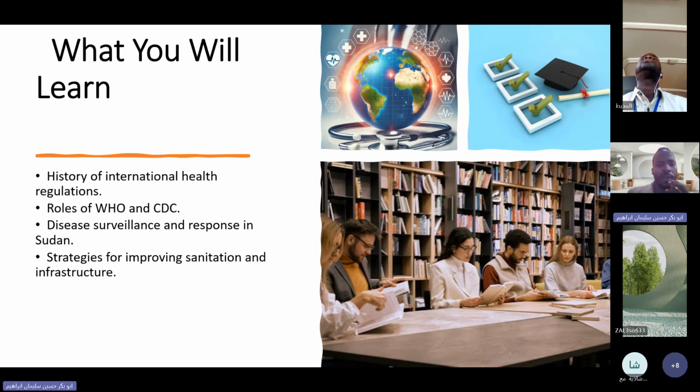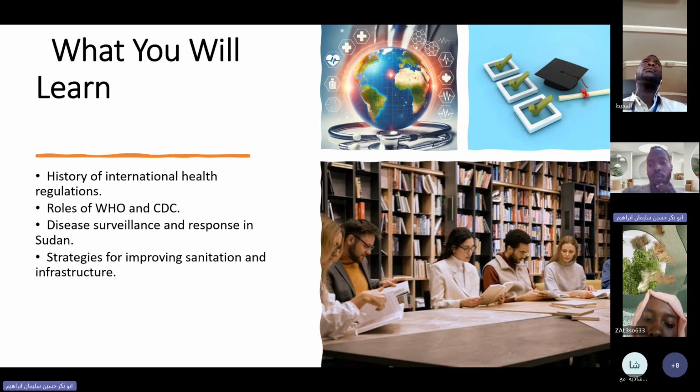Also, we will learn the strategy for improving the sanitation and infrastructure. How can we improve the sanitation? As you know, many diseases are transmitted by bad sanitation. In the former way, as you mentioned, there was a disease called plague, which you call the Black Death. Many people died from that disease.